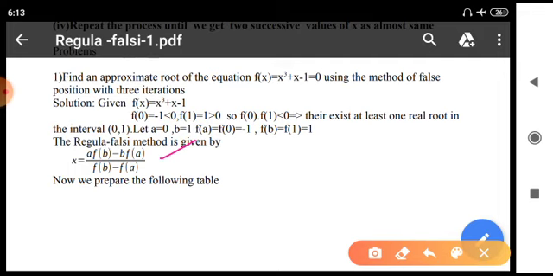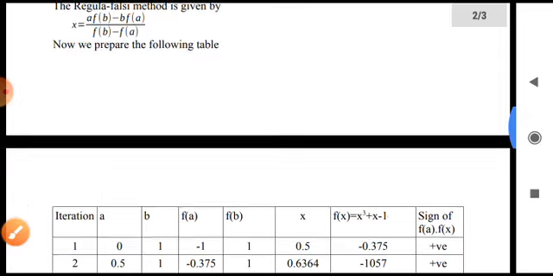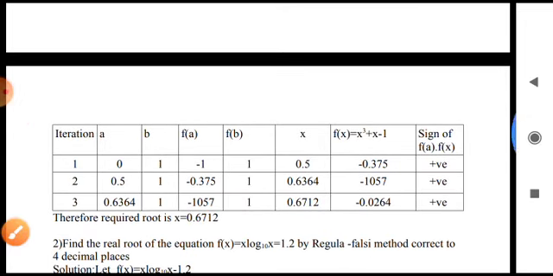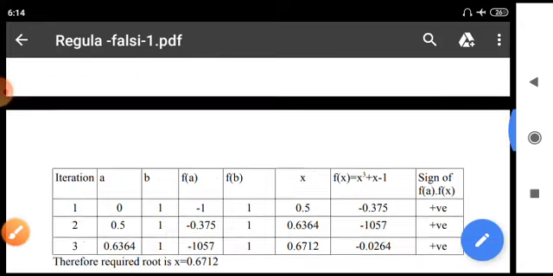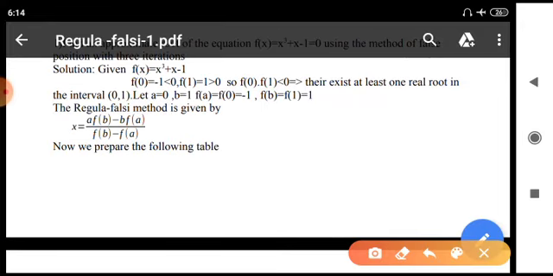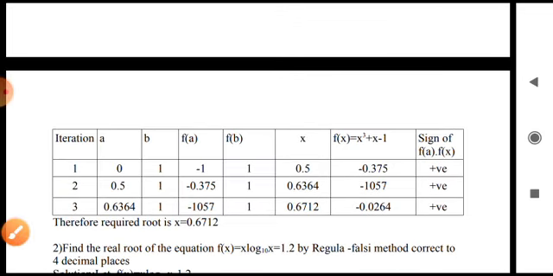Now we have to prepare the following table. This table contains iteration or approximation, a value, b value, f of a value, f of b value, and x. We calculate x by using this formula. Then f of x, where the given equation is x cube plus x minus 1. Then the sign of f of a into f of x.